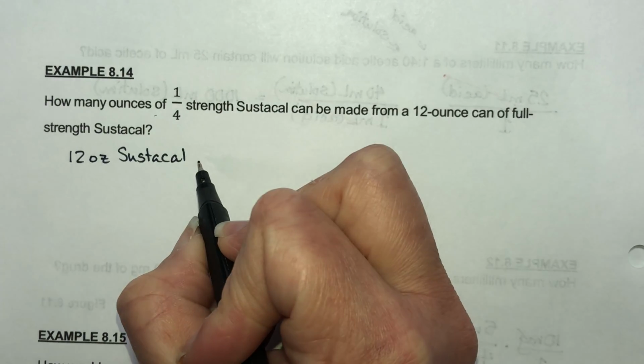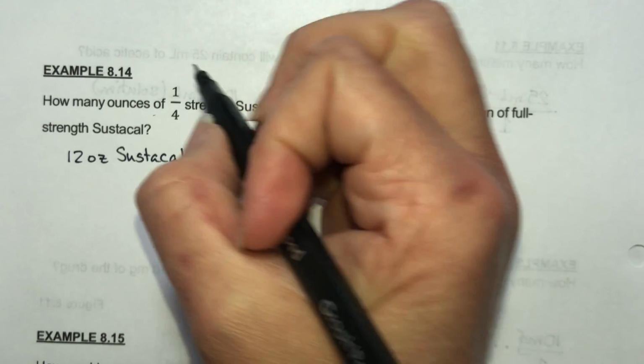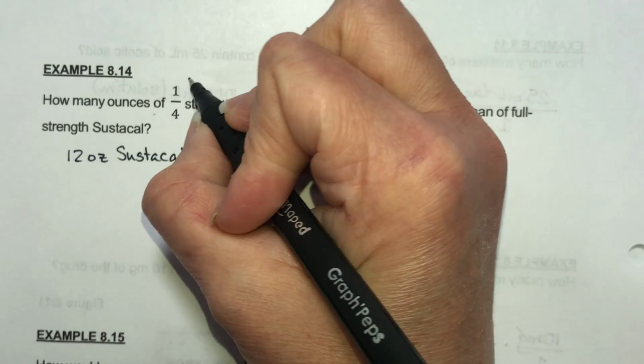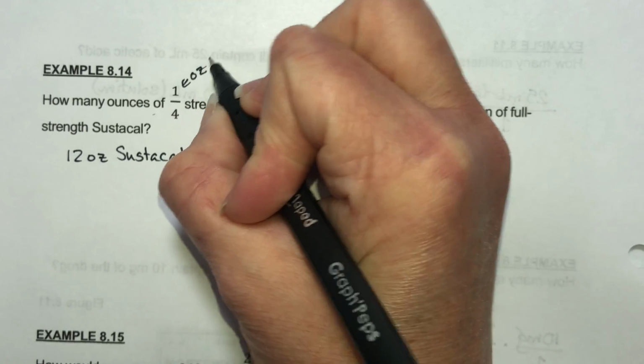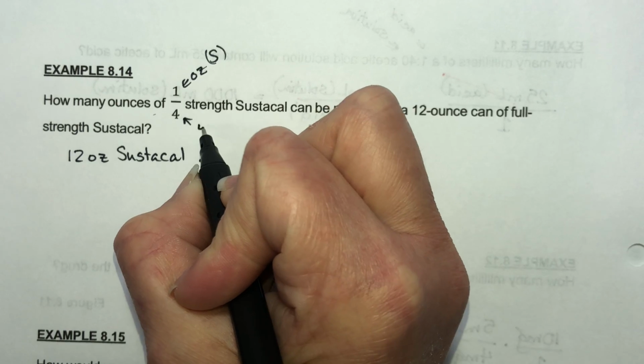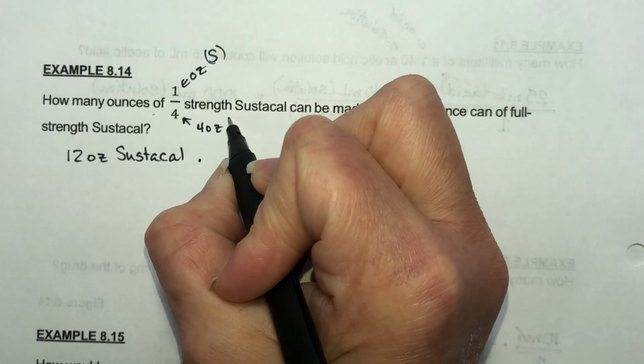times, let's use this as our relationship. There's going to be 1 ounce of Sustacal for 4 ounces of the solution.